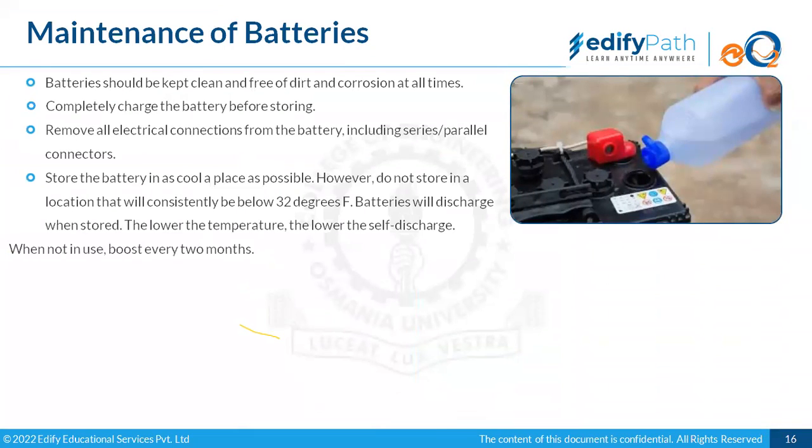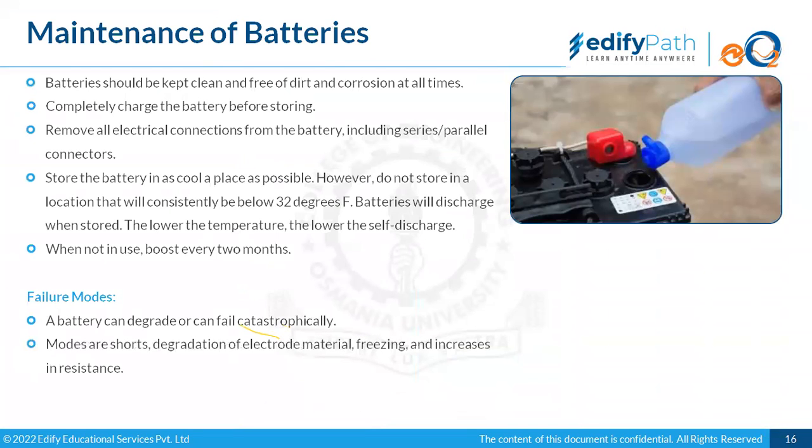So, maintenance of batteries. Normally the lithium ion batteries that we are talking about are maintenance free, but as we discussed, in the condition of disbalancing, we have to take it to the service centers for balancing them again. Batteries should be kept clean and free of dirt and corrosion at all times. We should not be exposing them to moisture at any point of time. When they are placed in a vehicle, they should be properly insulated and properly covered, so that they are not exposed to dust and moisture.